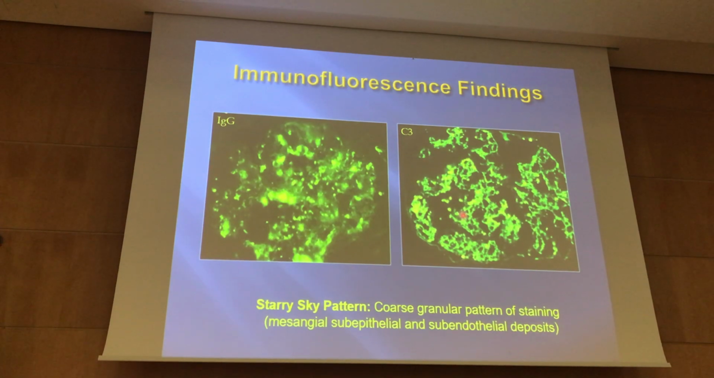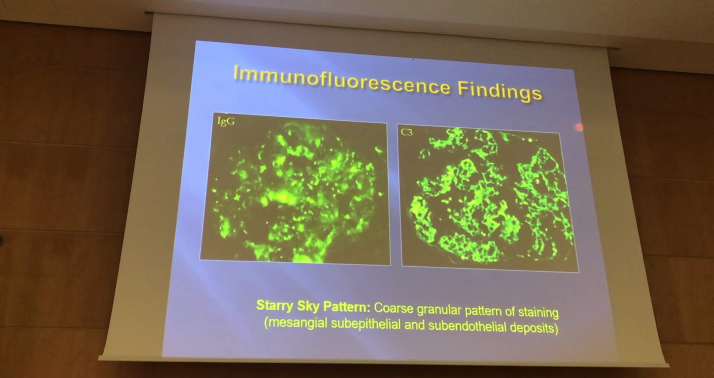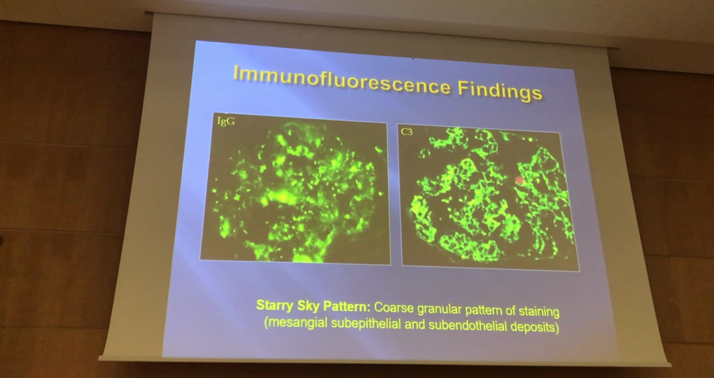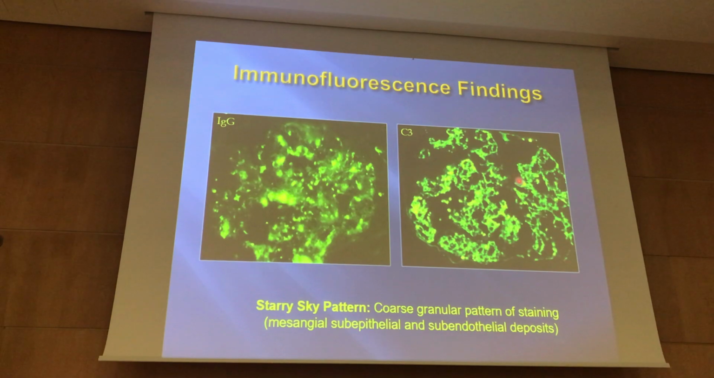Starry sky pattern means granular deposits of IgG and C3, right? So this is how it looks like. Granular deposit. We have a separate room for IMF. We cannot see IMF sitting in my office.